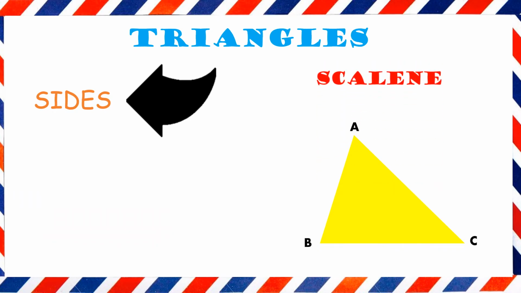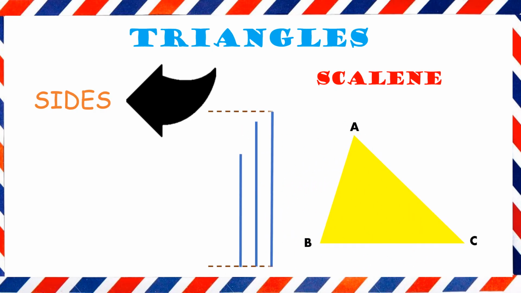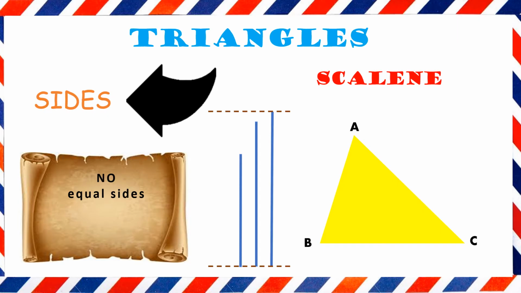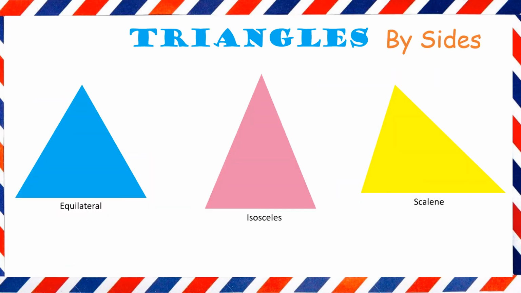And the third kind of triangle is scalene triangle. A triangle whose all three sides are different in length is called a scalene triangle. That means no sides are equal or all three sides are unequal. In the given figure, triangle ABC is a scalene triangle where AB is not equal to BC and BC is not equal to AC. So these are the three possibilities when classifying triangles by their sides.